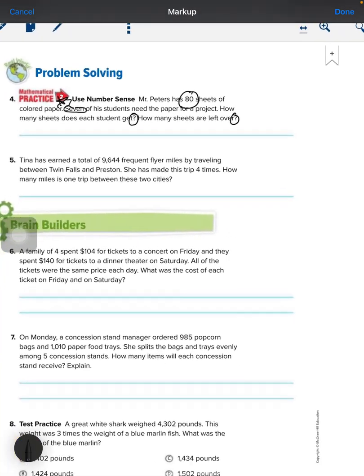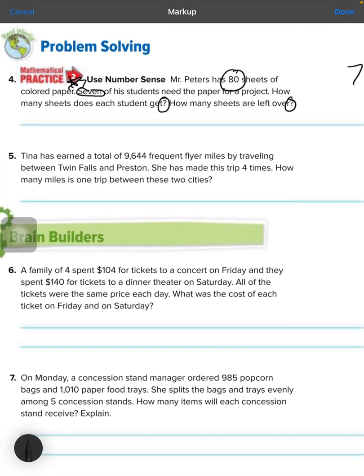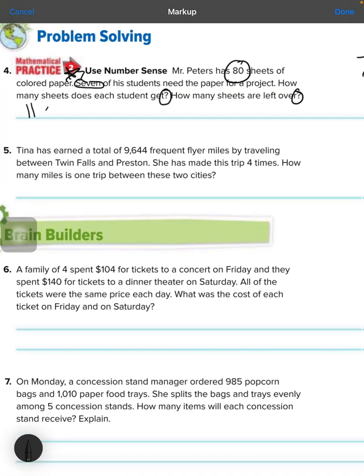So 80 sheets divided by 7 students. So I'm going to see if we have room over here. 80 sheets and 7 students. Okay. 7 will go into 8 one time. 1 times 7 is 7. 8 minus 7 is 1. Bring down the 0. 7 will go into 10 one time. 1 times 7 is 7. 10 minus 7 is 3. And I'm all done, but I have 3 left over. So how many will each student get? 11 sheets. And there'll be 3 sheets left over.